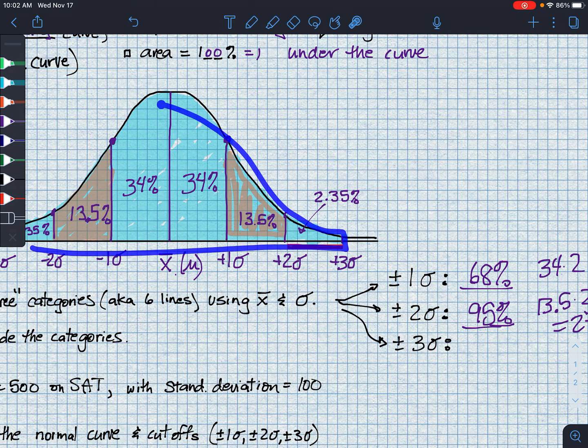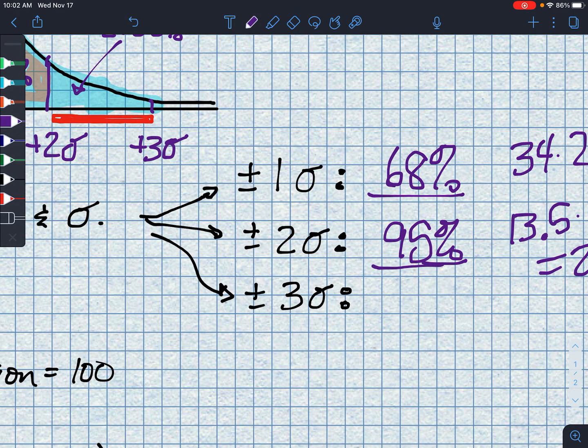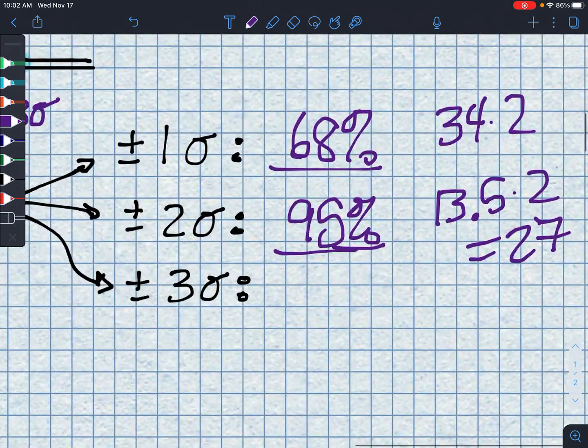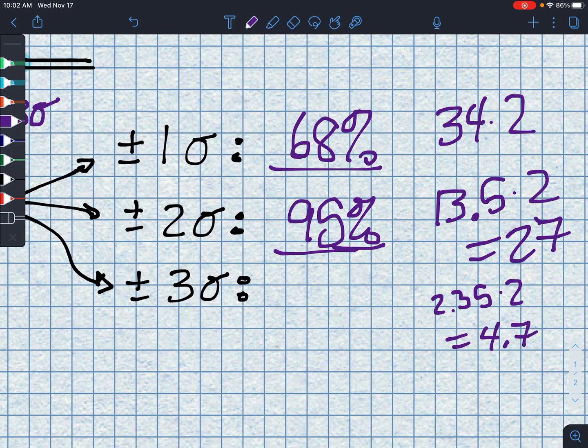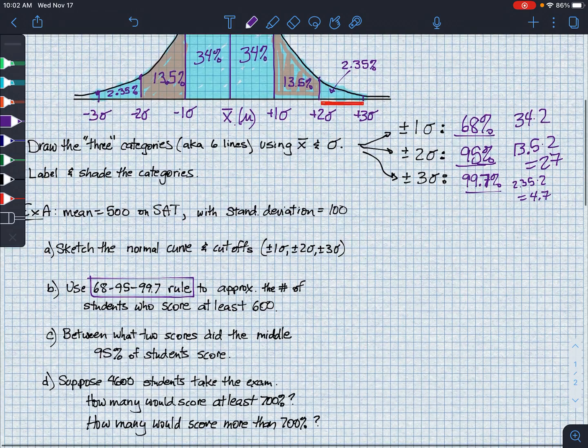And then if I go out for 3 standard deviations, that would be adding the 2.35, doubling it, times 2. I think I get 4.7. So then we have 99.7% of the population. Okay? All right.